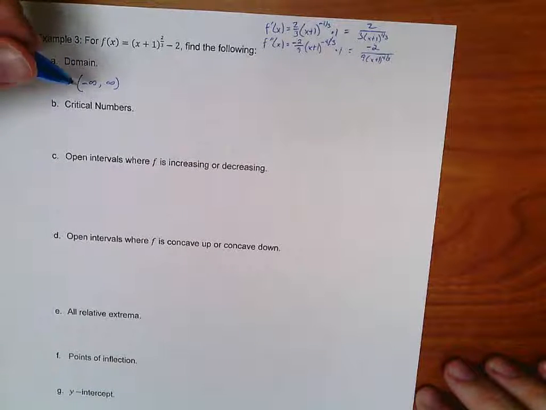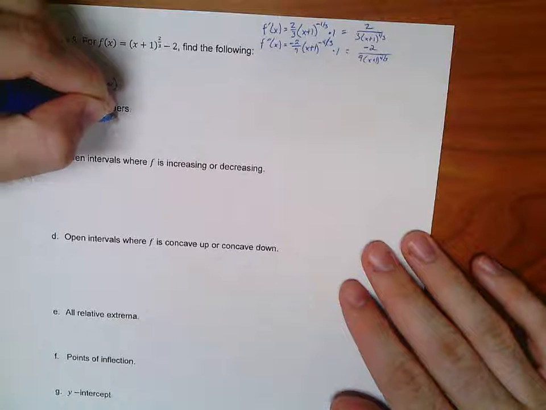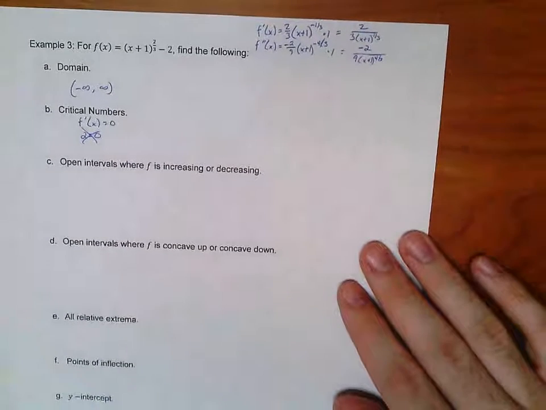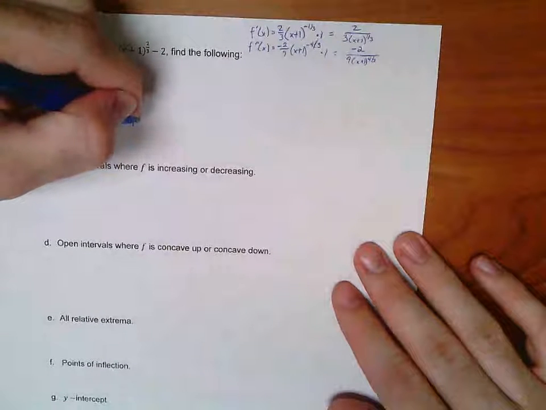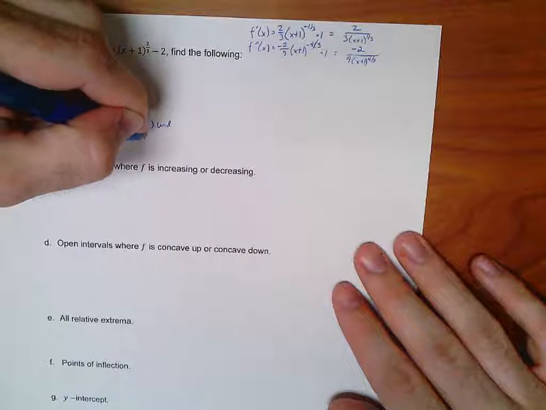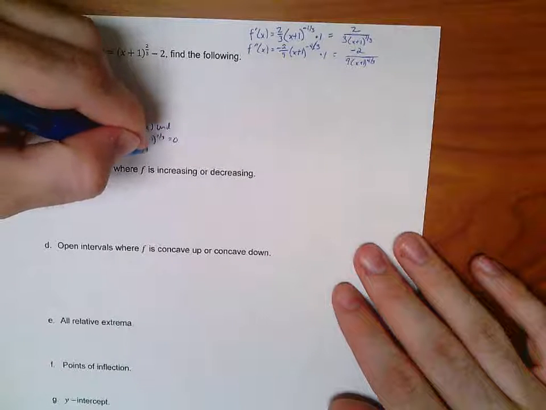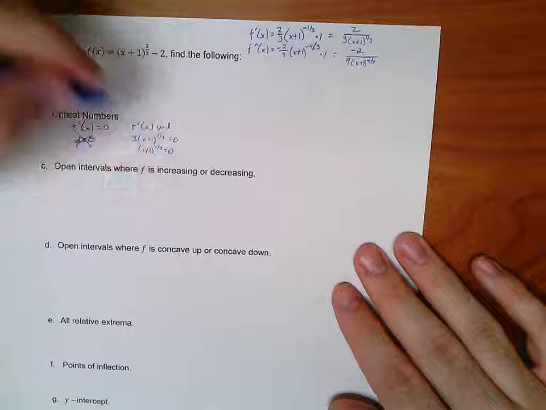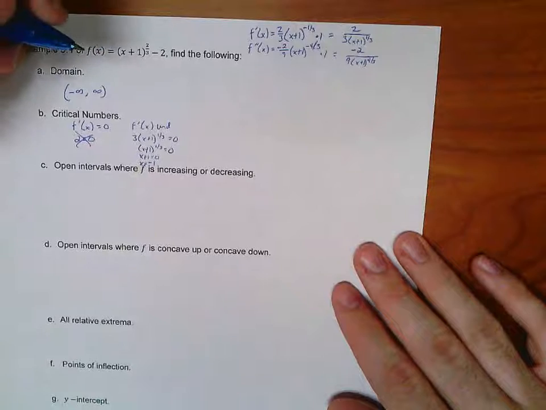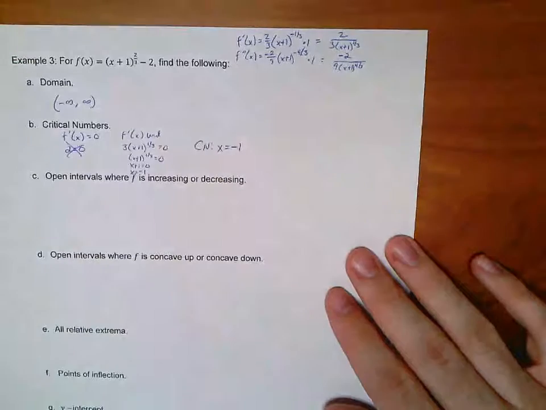Alright, critical numbers. We know f prime of x is going to equal 0 whenever 2 is equal to 0, which doesn't make any sense, right? So we don't get any critical numbers that way. f prime is undefined whenever our denominator, 3 times (x plus 1) to the 1/3 power, equals 0. So divide by 3 on both sides. (x plus 1) to the 1/3 equals 0. Cube both sides. x plus 1 equals 0. So x equals negative 1. And it is in our domain, right? So the critical number is x equals negative 1 because it's in our domain.